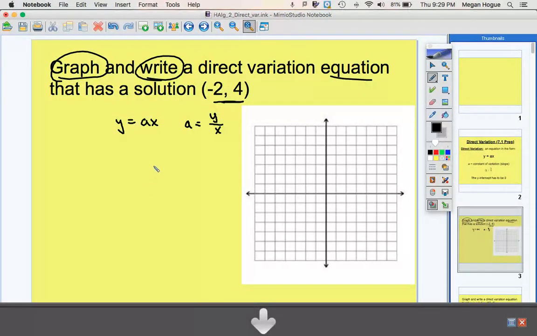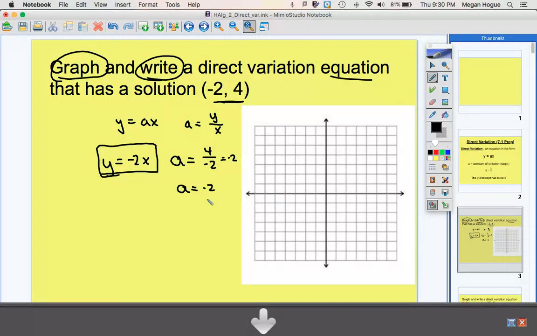Thinking about how I need to write an equation, it needs to look like this. Well, what's missing is what the a is. Since I have the x and y, I'm going to plug into this formula. So a is equal to y divided by x, and a is equal to -2. I would like to see you plug in here, so use that formula. You don't have to show me what that is, but I want to see you plug in. And so, a is -2. Then show me the equation. So the equation is y equals -2x. There's my answer.